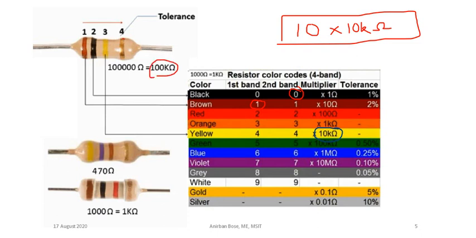And what is this fourth band? The fourth band indicates the tolerance. If this is golden, you see that it is a 5% tolerance. That means this magnitude, the specification of the resistance, may vary plus minus 5%. This is the meaning of tolerance.